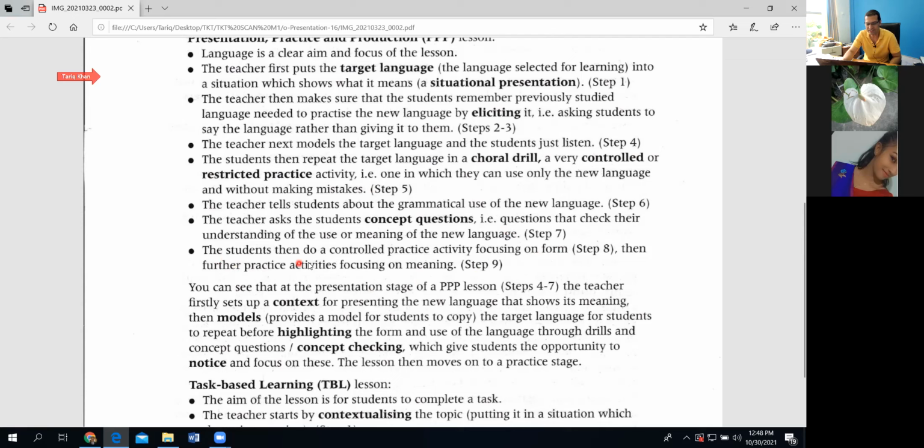Then the students do a controlled practice activity focusing on form. Step 8, the controlled practice activity. And then a further practice activity focusing on meaning. Step 9. This is how they have analyzed it.